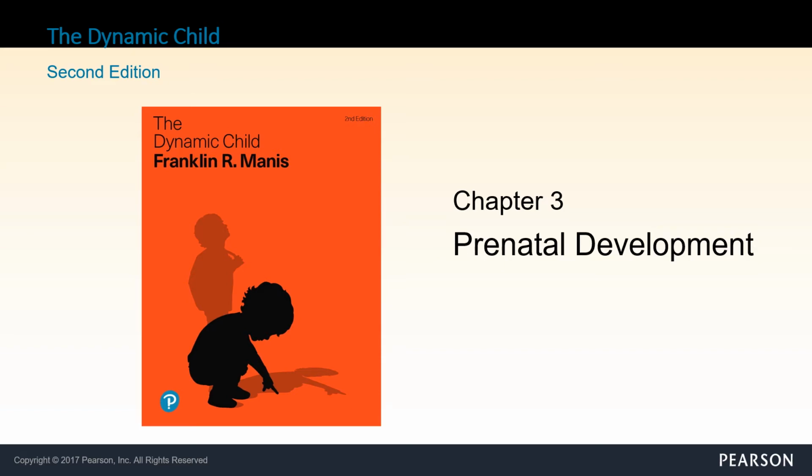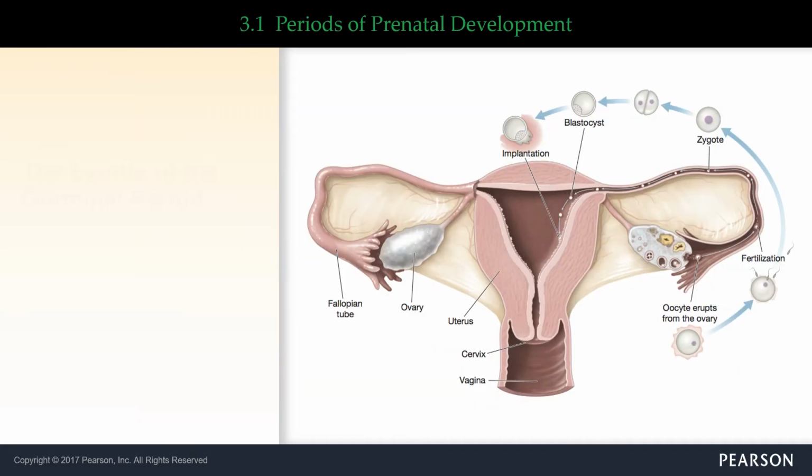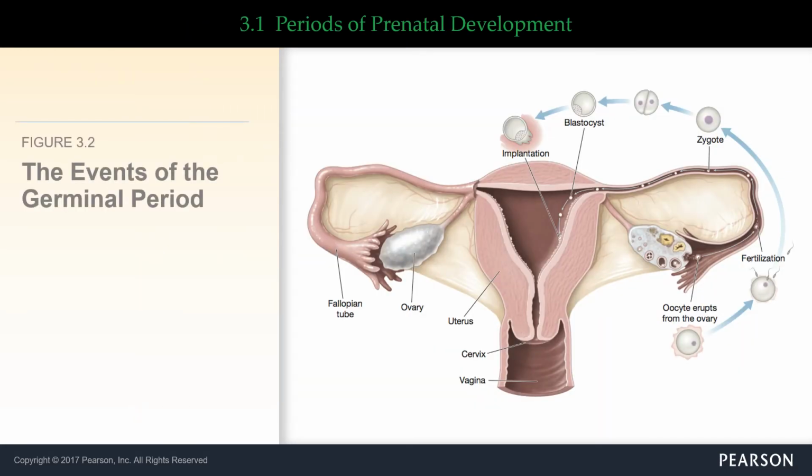So Chapter 3 focuses on prenatal development. So the first period of prenatal development is the germinal period.